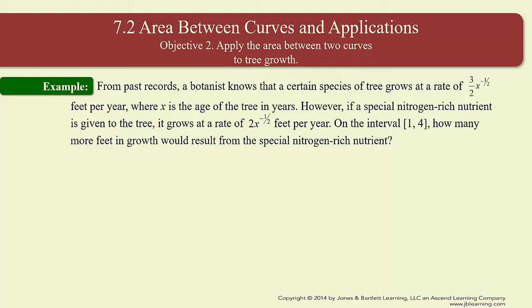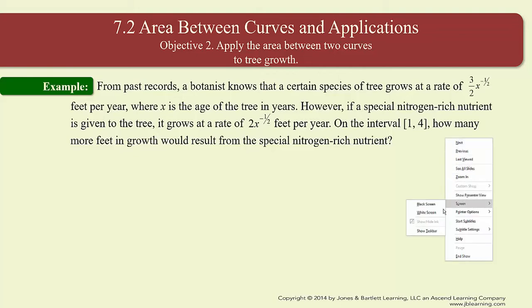We're given two rate functions here. The first rate function, 3/2 x to the -1/2. And the second rate function is 2x to the -1/2. And that 2x to the -1/2 is if they give it a special nitrogen-rich nutrient. So to determine how many total feet in growth is going to be the result from the special nitrogen-rich nutrient, it looks like we're going to be integrating a rate function on the interval 1 to 4. So let me call up my calculator so I can see a graph of what's happening here.